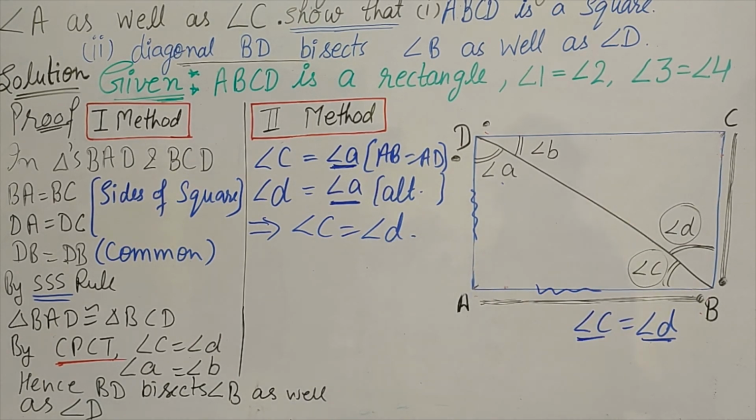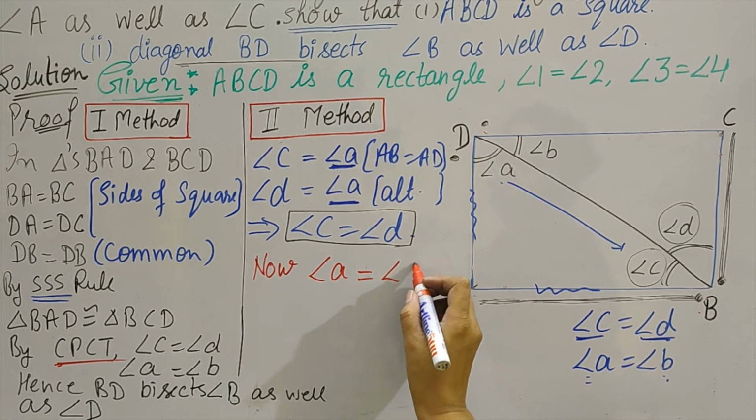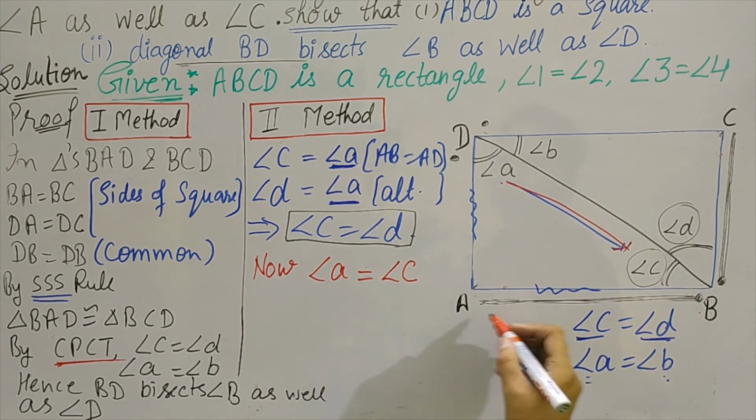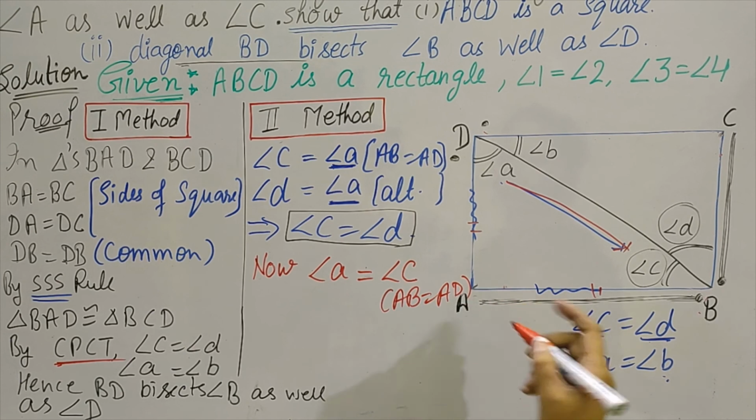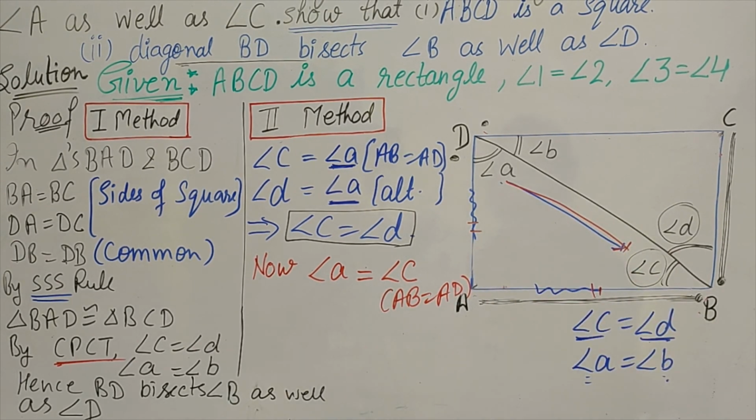Okay. Secondly, our purpose is to show angle A is equal to angle B. We want to bring these two equal. Now angle A can be written as equal to angle C. Reason? Same, AB is equal to AD. As these sides are equal, their opposite angles will also be equal. Isosceles triangle property. Angle A can be written equal to angle C.